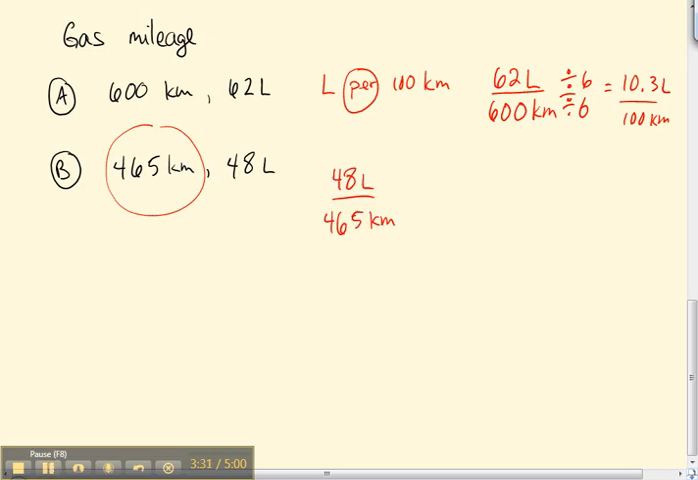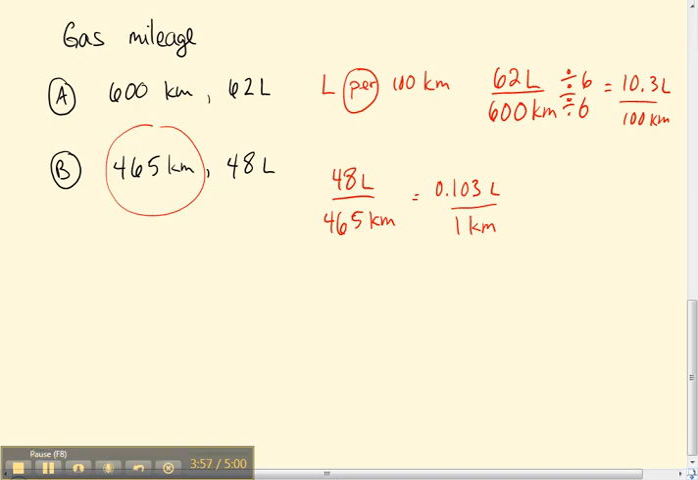Okay, there's a couple of ways we can do this. One way involves doing a unit rate, and one way just figures out what I need to divide this by to make it into 100. So let's do the unit rate way first. If I just do the division, I can figure out how many liters it takes to drive 1 kilometer, and you get 0.103 liters per 1 kilometer.